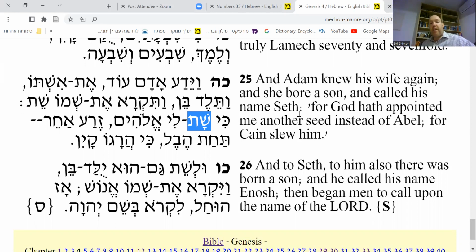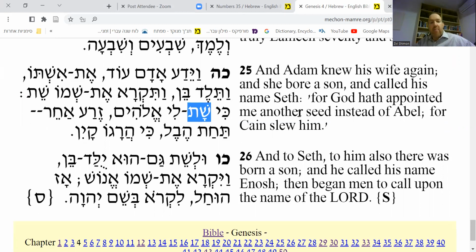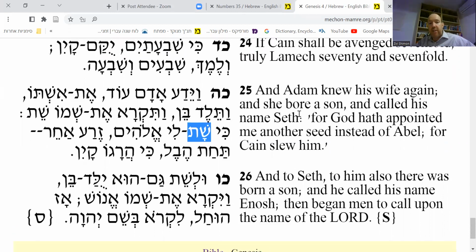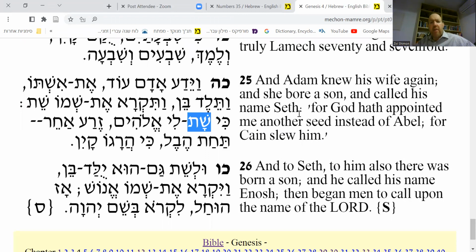So Eve here sees this son as some kind of reparation, right, for her loss of Abel, and therefore she gives the name Shet, which means the one who has provided me with an alternative son, if you will, and that's the source of the name Seth, right? So we have another birth, another explanation of the name.